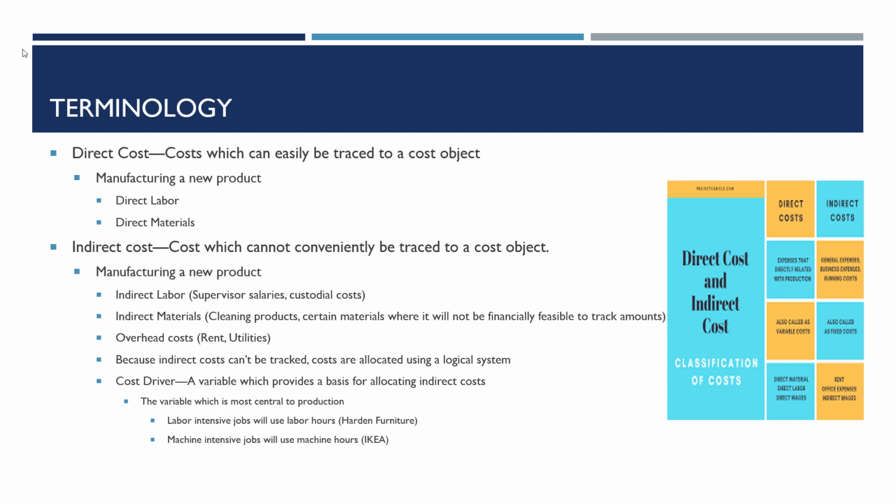IKEA, tons of IKEA furniture out there, is mass produced. Those things are put into machines and they cut the same pieces over and over again like they're Legos. And that means that the prime aspect of that production process would be machine hours, because it's a very machine intensive production process.